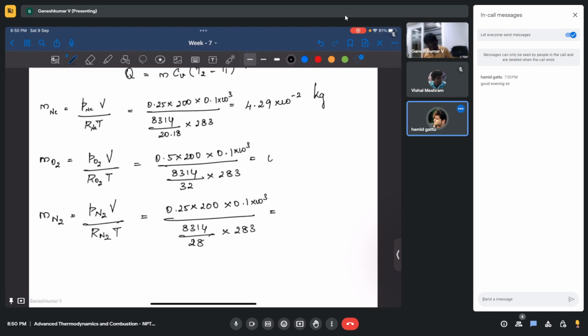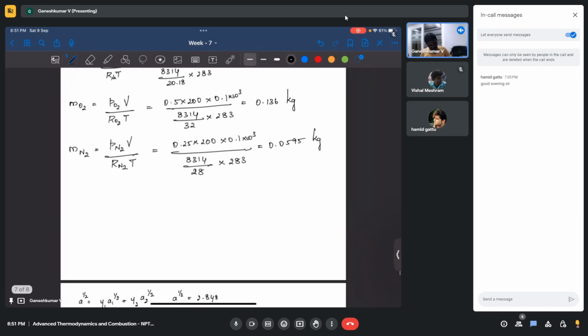0.1366 kgs. Wonderful. How about nitrogen? It's 0.0595 kgs. All right, so mass is done.